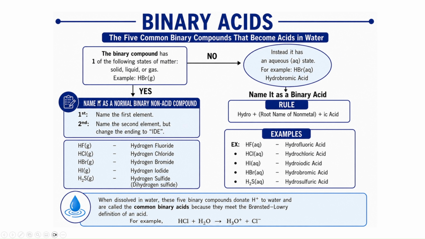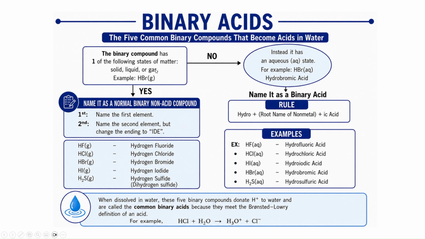If yes, you name it as a normal binary non-acid compound, meaning that you're going to name the first element just like you see it in the periodic table. You're going to name the second element, but change the ending to IDE. Examples include hydrogen fluoride, hydrogen chloride, hydrogen bromide, hydrogen iodide, hydrogen sulfide, also known as dihydrogen sulfide, all while keeping in mind that its state of matter is either solid, liquid, or gas.